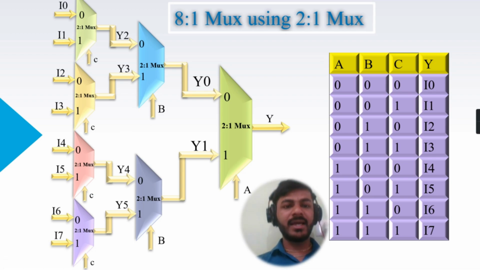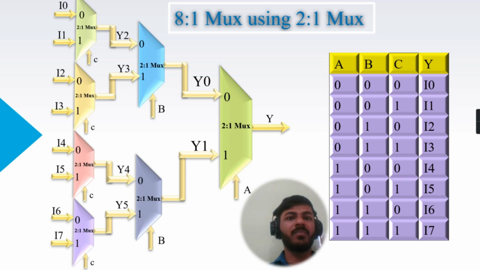Till now you can understand, if we go to implement 4 is to 1 mux by using 2 is to 1 mux, at that time we need 3 2 is to 1 muxes. Here also we saw to implement 8 is to 1 mux by using 2 is to 1 muxes, we needed 7 2 is to 1 muxes. So if someone asks you to implement 100 is to 1 mux, how many 2 is to 1 muxes will be needed? The answer will be very simple, 99 muxes. Okay.